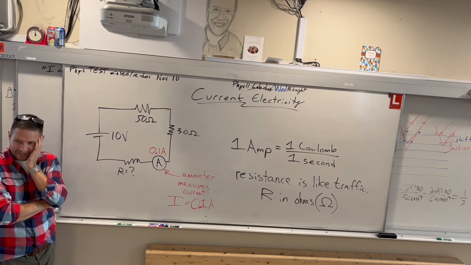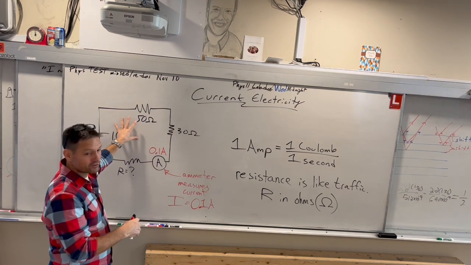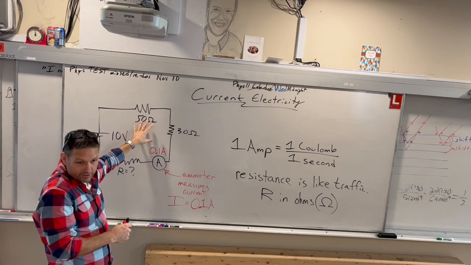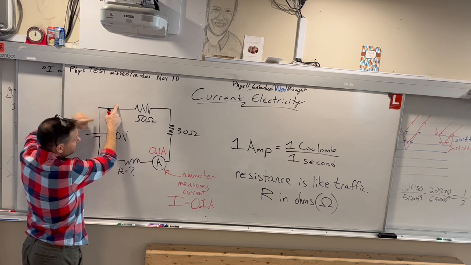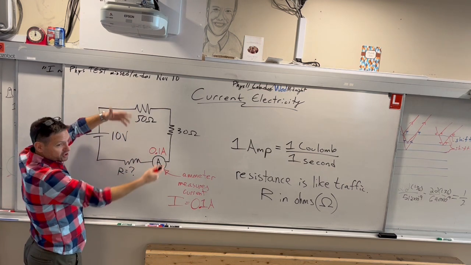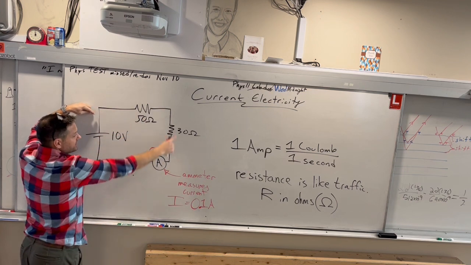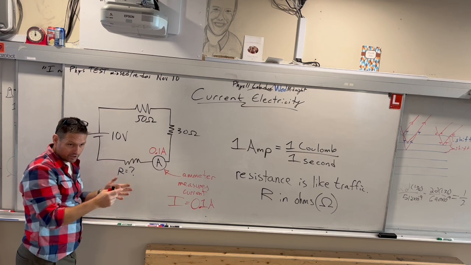Because there's no branches here. There's no different pathways. So if there's 0.1 trucks per second here, there has to be 0.1 trucks per second down here. There's nowhere for it to change. The current has to be the same all the way around. Okay, so that's an important concept here.